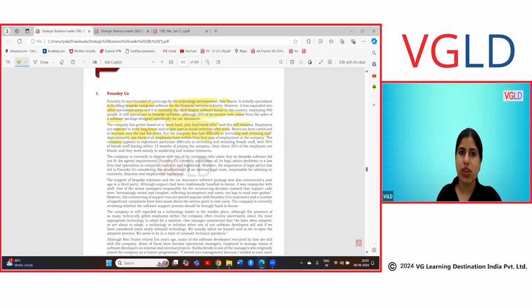The company appears to experience particular difficulty in recruiting and retaining female staff, with 50% of the female staff leaving within 12 months of joining the company. Only about 20% of the employees are female, and they work mainly in the marketing and human resource departments. Our company is tech based and the females are less.